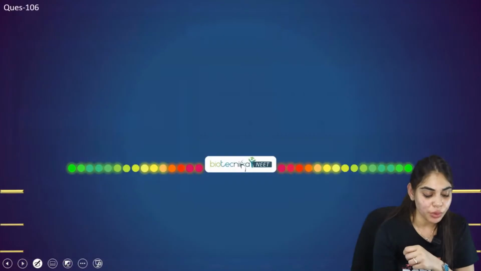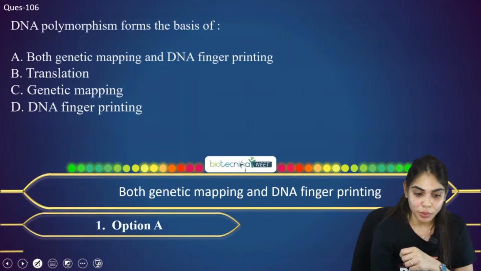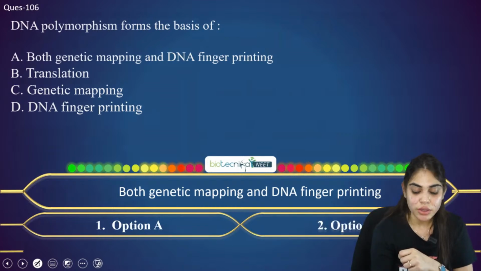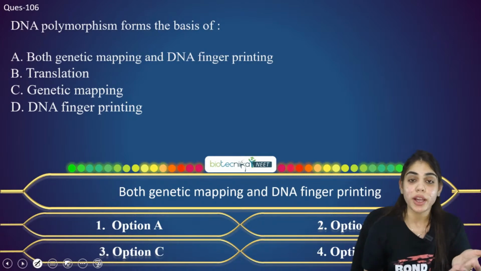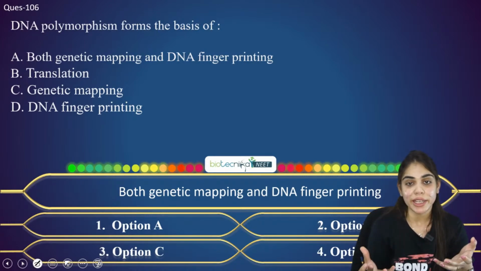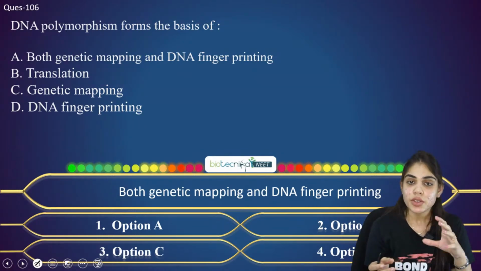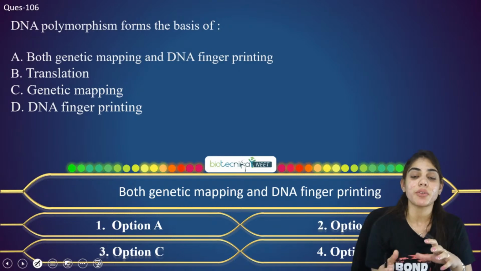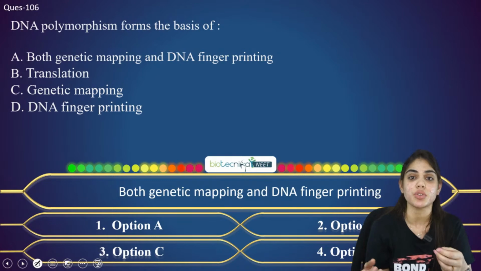So now let's move to question number 106. DNA polymorphism forms the basis of... Now here 4 options are given. So what is DNA polymorphism? Poly means many, morphism means forms. When DNA variants have many forms, that is what is called DNA polymorphism. So there is always a difference in the variants or forms of DNA, which actually makes individuals differ.